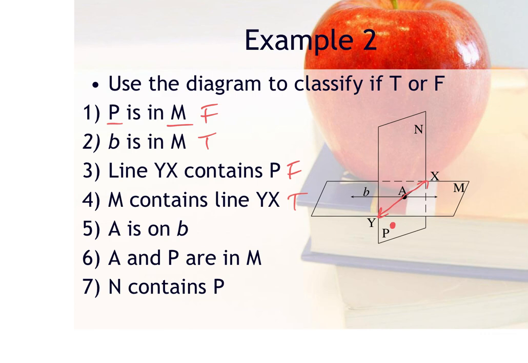A is on B. Is the point A on the line B? That is true. This line B passes through the point A. A and P are in M. This is false. Point A is in plane M, but point P is not in plane M. This is very similar to number 1 as well, okay? Number 7, N contains the point P. This one's true because point P is in the plane N.